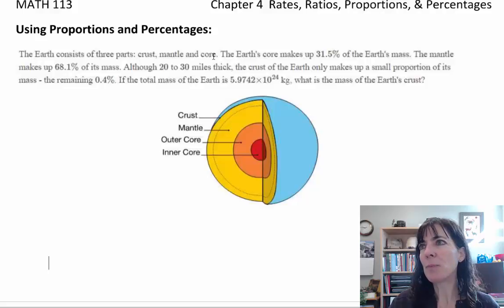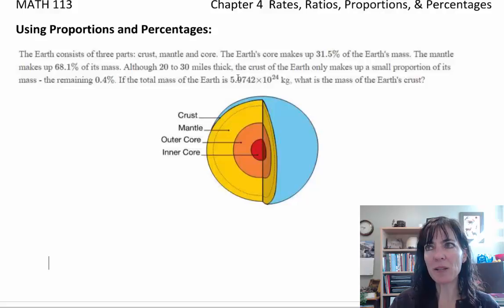So the core makes up 31.5%, both the inner and the outer together, of the Earth's mass. The mantle makes up 68.1%. That's this big yellow part in the middle. That's a lot of the Earth. And even though the crust is 20 to 30 miles thick, it only makes up a very small proportion of the mass, the remaining 0.4%.